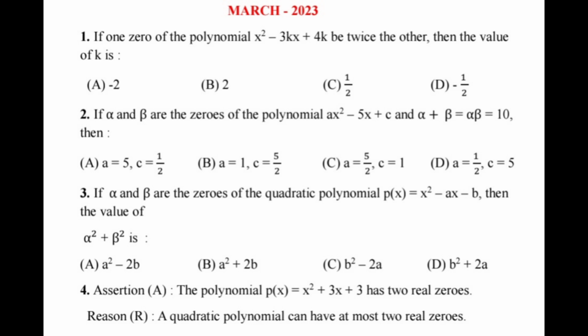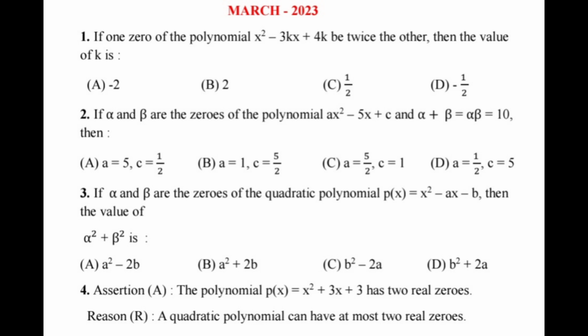And the second one, alpha plus beta and alpha beta equal to 10 is given. Same concept you can use, alpha plus beta equal to minus b by a. So here a is a, b is minus 5 and c. You will get answer D. A is equal to 1 by 2 and c is equal to 5.